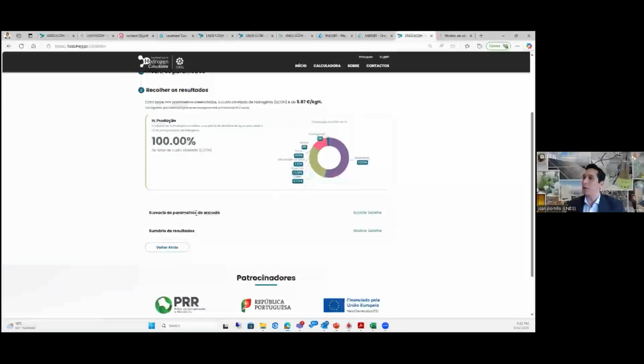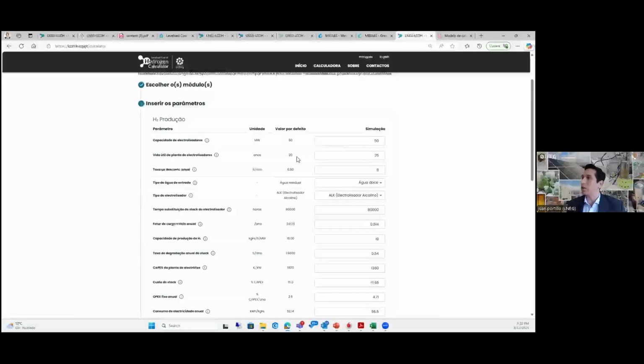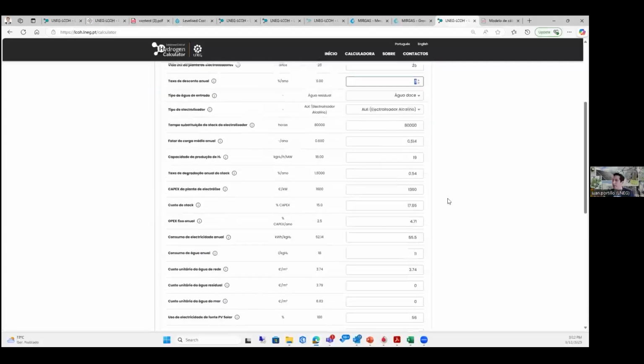A 50 megawatts plant, once again, inputs and outputs can be extracted. If we go back, then the parameters that we introduced are slightly different, because, for instance, the annual discount rate was 6% as a reference value for us, because this would represent the weighted average cost of capital. But in this case, we assume it was in the order of 8% per year, because that is data that was not provided.